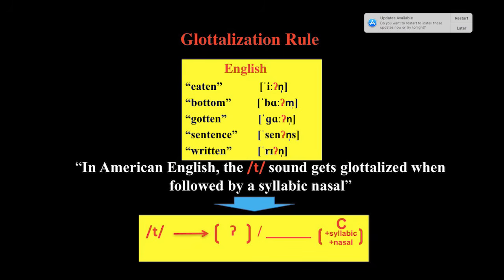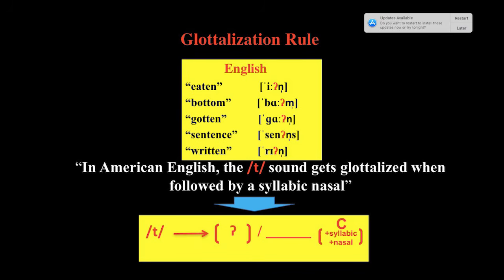Another phonological process that is very common in American English is the one we call glottalization. What we mean by glottalization is when we constrict the glottis in order to pronounce the glottal stop instead of the t sound. If you look at the examples in front of you, specifically in American pronunciation: eaten, bottom, gotten, sentence, written. Notice how the t is pronounced in each of these words.